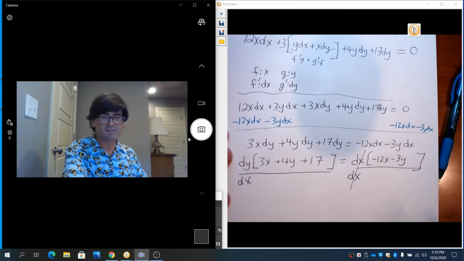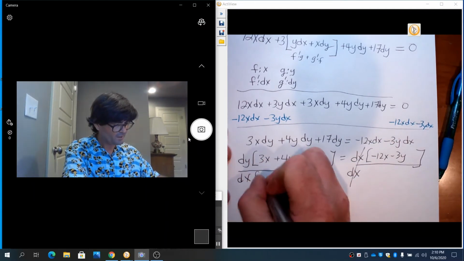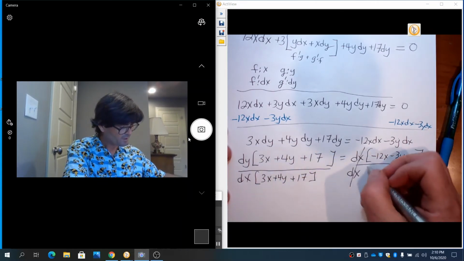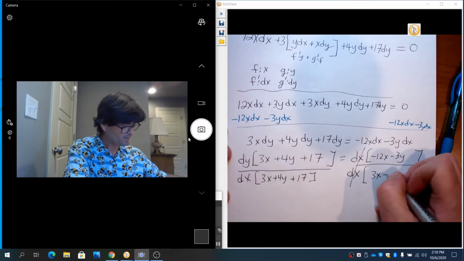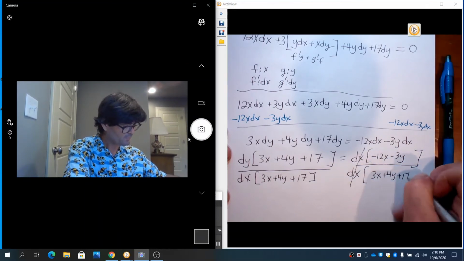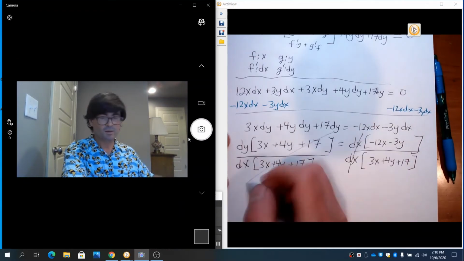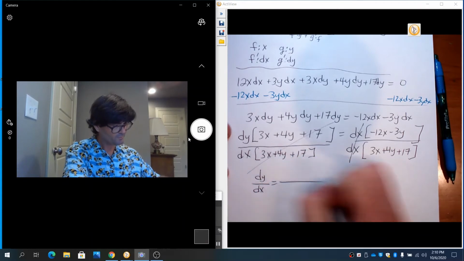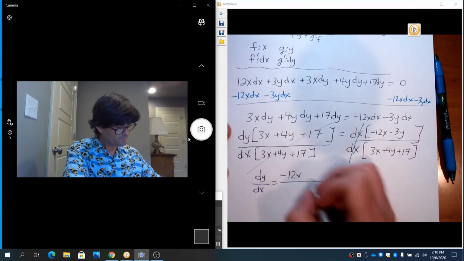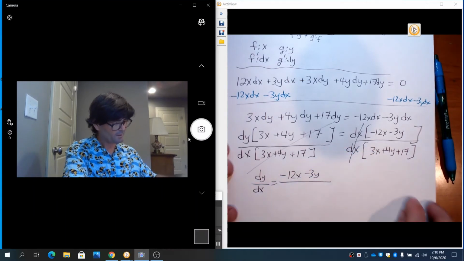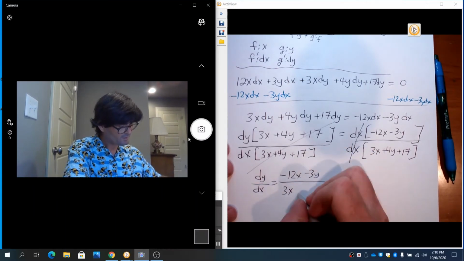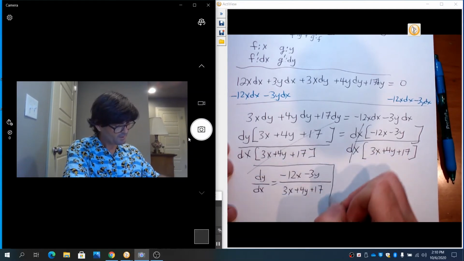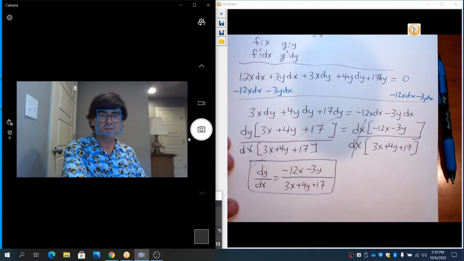Divide both sides by dx, and divide both sides by 3x plus 4y plus 17, because we want to get that dy over dx on the left side by itself. So those go, and we get dy over dx equals minus 12x minus 3y over 3x plus 4y plus 17. That is my derivative formula. It is in terms of x and y.